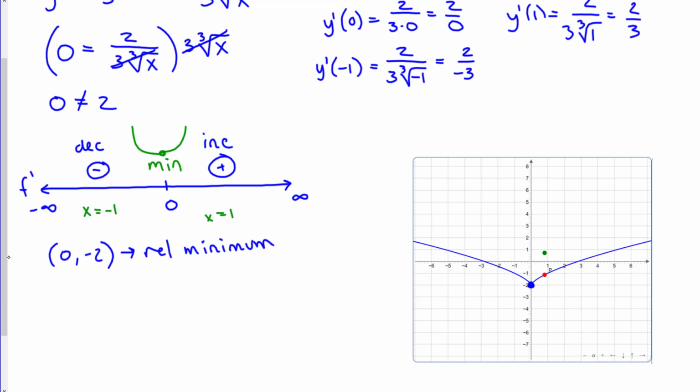And that's exactly what we're seeing over here, because my function is decreasing from left to right, and then it turns and starts increasing from left to right around that point. But the derivative is undefined at that particular point. So you have to watch out for points where the derivative could be undefined as well as 0. These are both places for critical numbers.